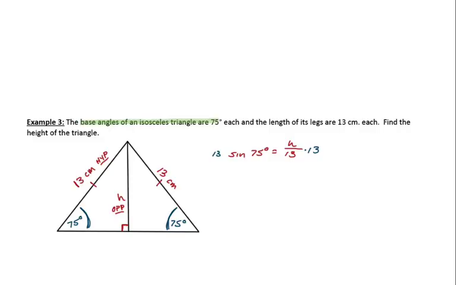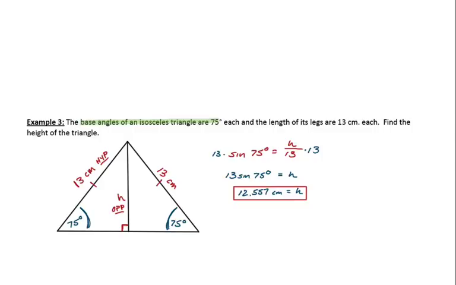And then I want to solve for h. If I solve for h, then I'll have the height of my triangle. So multiply both sides by 13. So I have 13 sine of 75 equals h. And then that is an exact answer, but if I want a decimal answer, I would just type that in my calculator, 13 sine of 75, and I would get 12.557 centimeters.